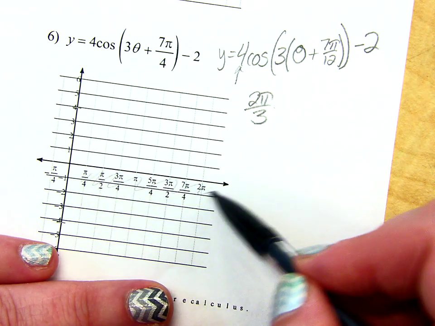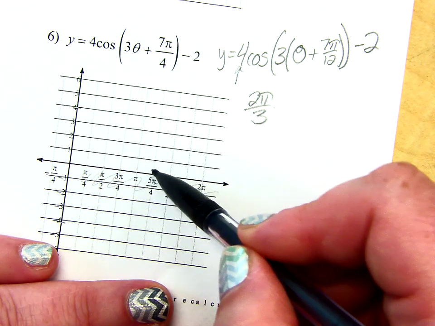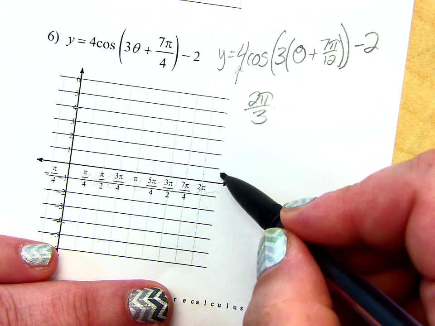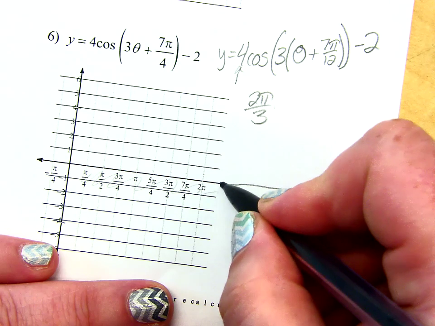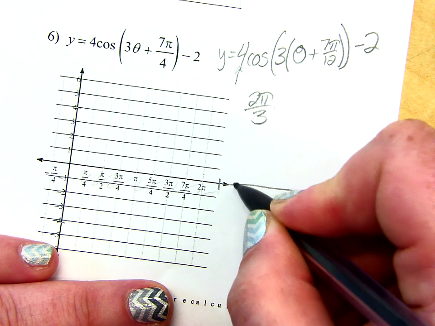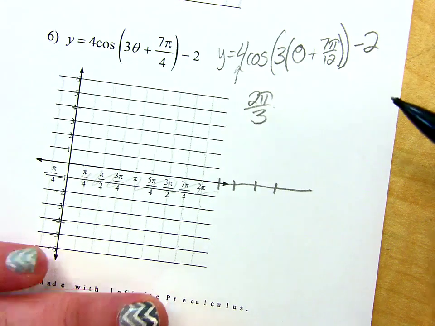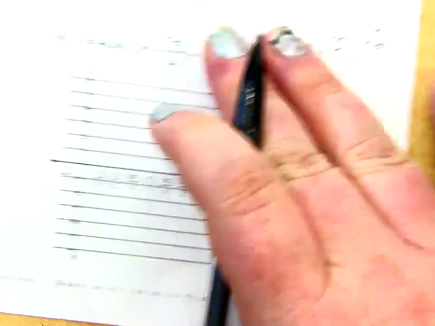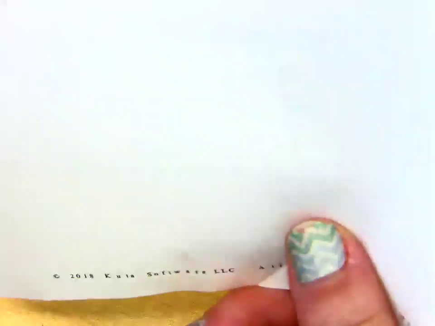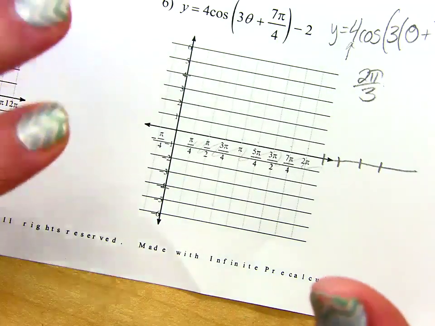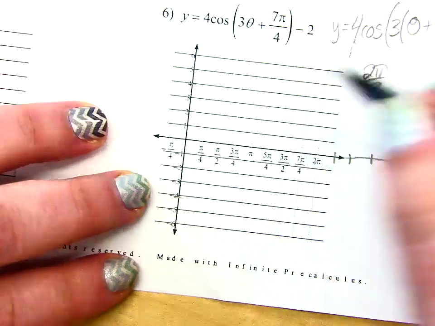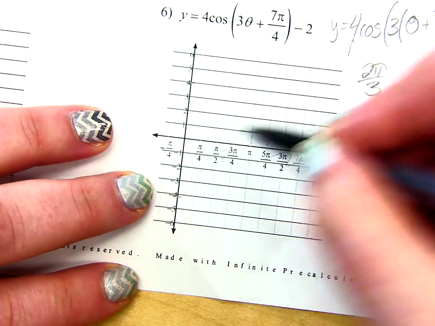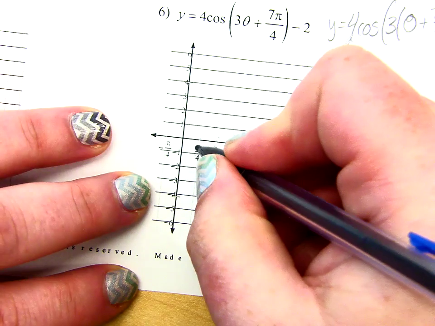If we made each box pi over 12, do we have 12 boxes? 1, 2, 3, 4, 5, 6, 7, 8. I'm gonna just add some more. 8, 9, 10, 11, 12. Well, let's see what they did on the back. They're just gonna leave it. So ours might look a little bit different than theirs because we're going to change the scale. I'm going to have each one of my lines be pi over 12.